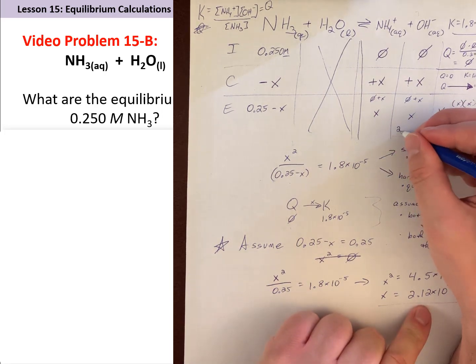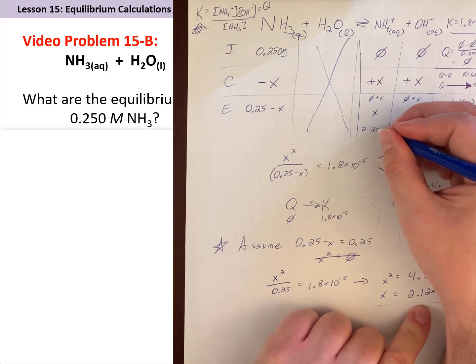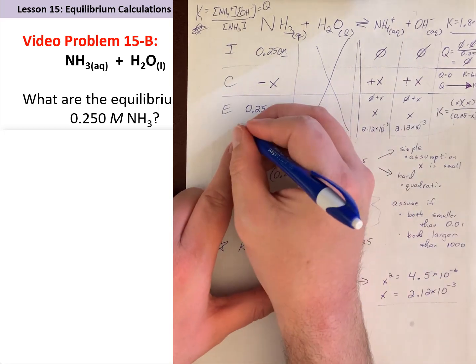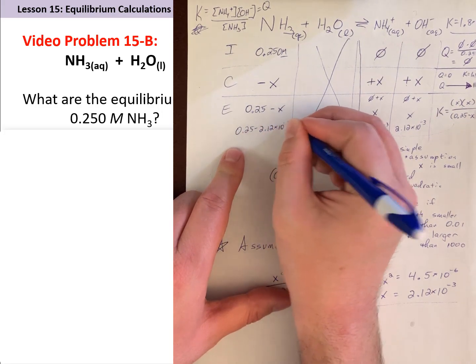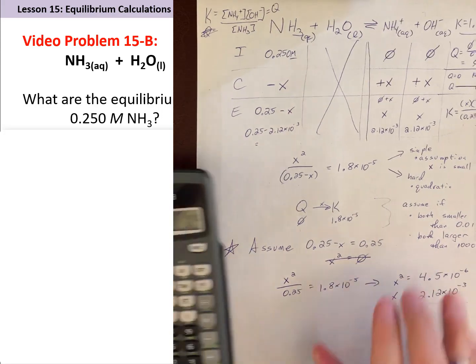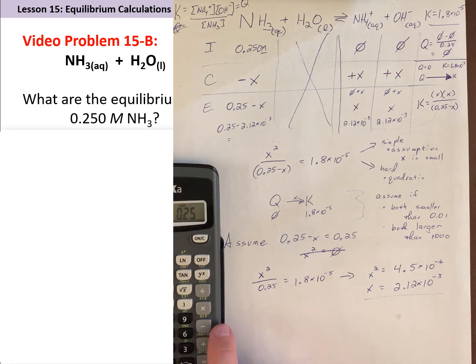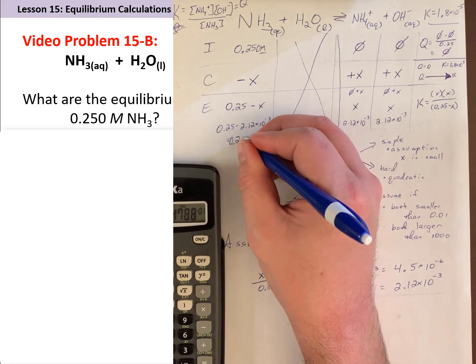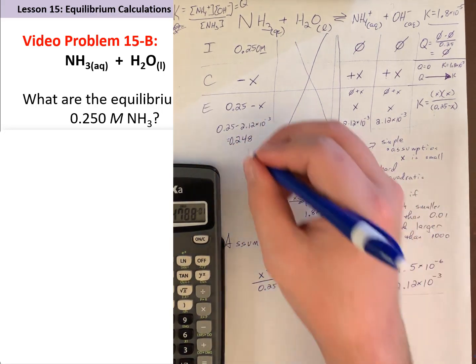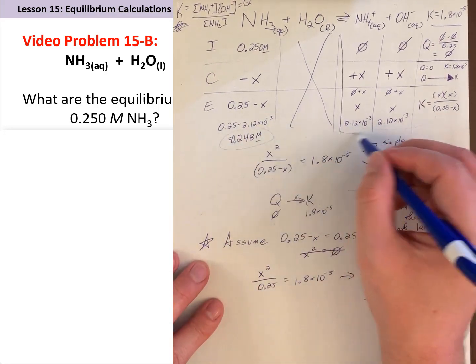So this will be 2.12 times 10 to the minus 3. This will be 2.12 times 10 to the minus 3. And this will be 0.25 minus 2.12 times 10 to the minus 3. And that's going to get me 0.248 molar.